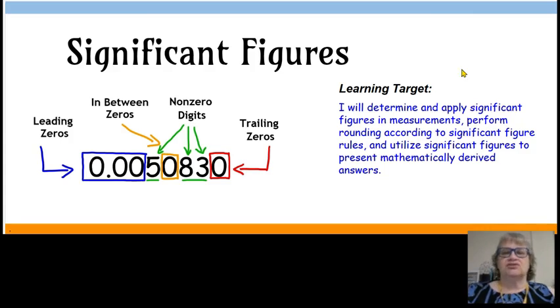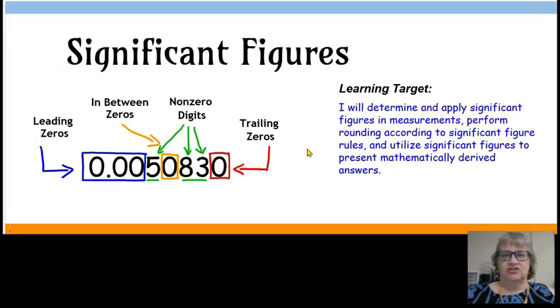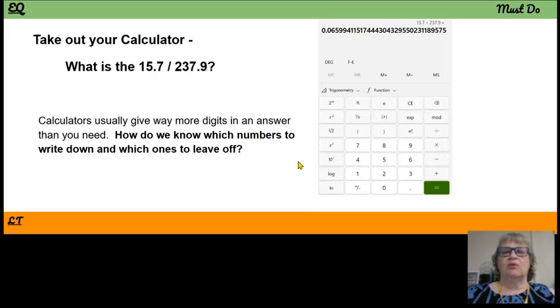Okay, so basically, significant figures are numbers, right? We're looking at a number and we're trying to figure out what part of that number is significant. So what I want you to do is take out your calculator, and I want you to divide 15.7 by 237.9.